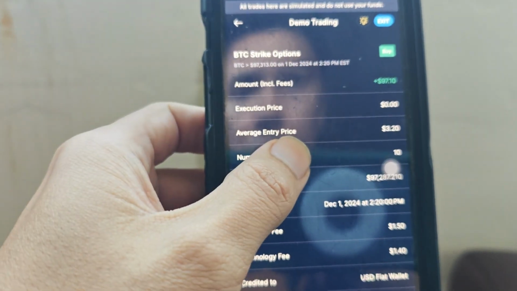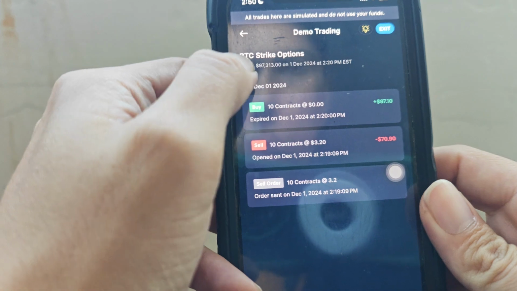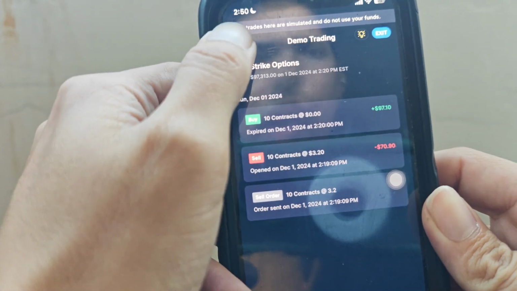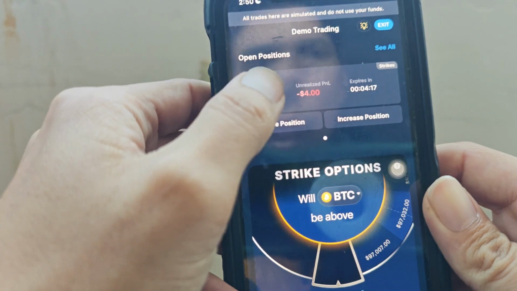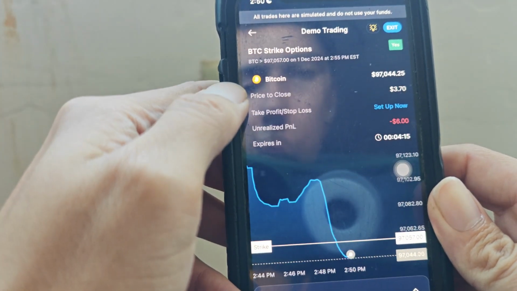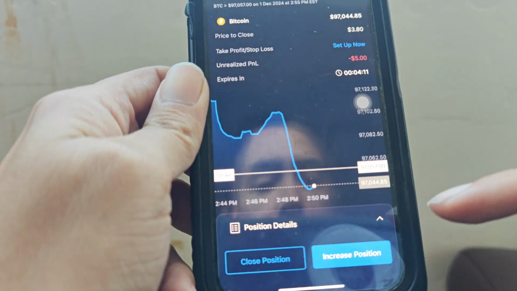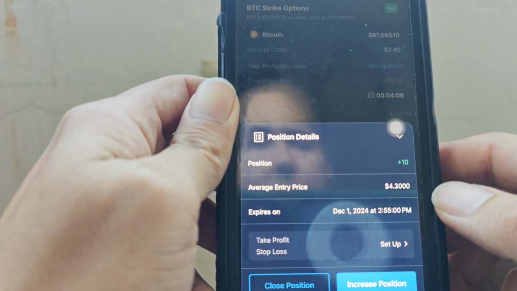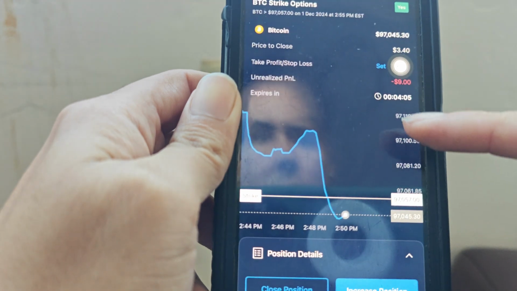So you can see right here your trade live. And let's see right here. See it right there. This is my position. You can see where it's at. It shows you the price option. You can close the position. You can increase position. Very, very good user interface in my opinion.